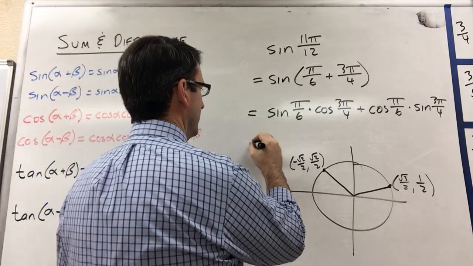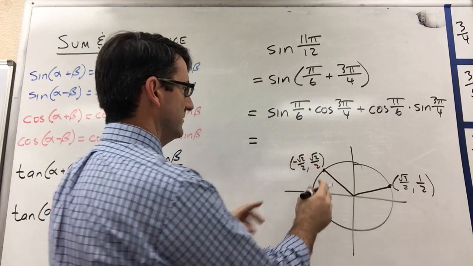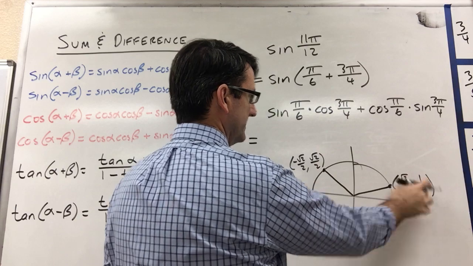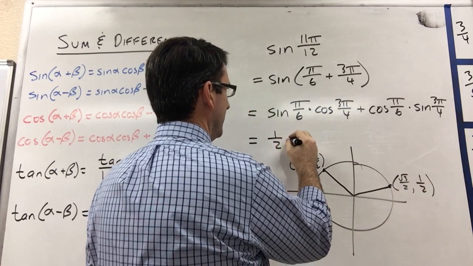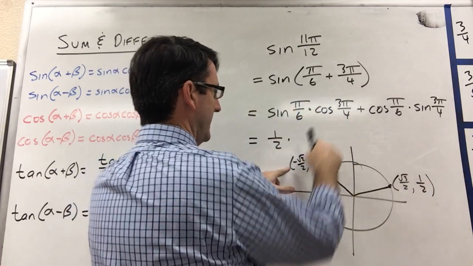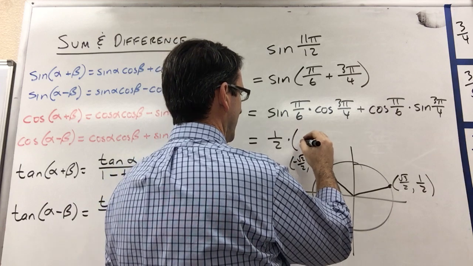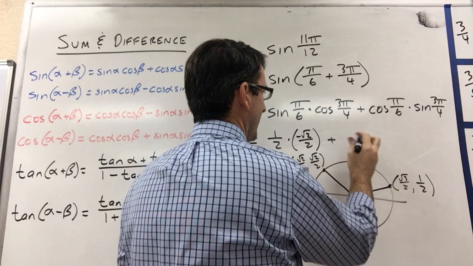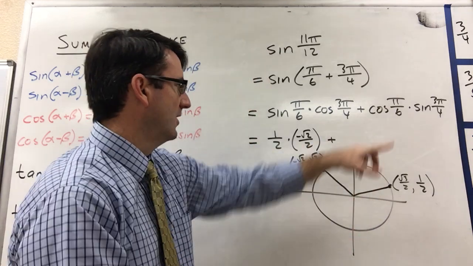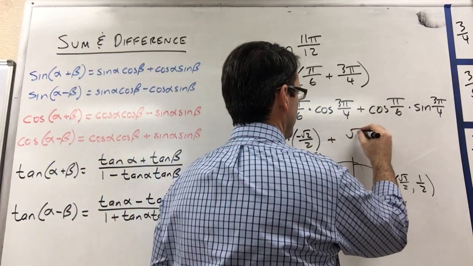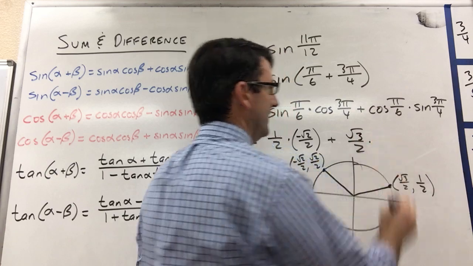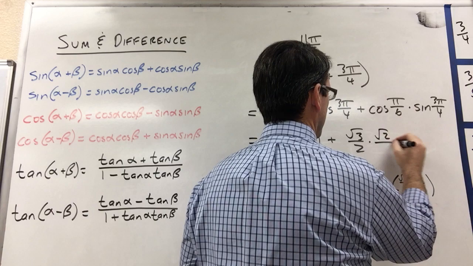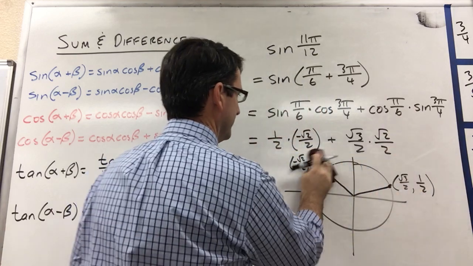So let me squeeze this in here. So the sine of pi over 6 is 1/2. We're going to multiply that by the cosine of 3 pi over 4, which is negative square root of 2 over 2. And then we're going to add the cosine of pi over 6, which is square root of 3 over 2, times the sine of 3 pi over 4, which is square root of 2 over 2.